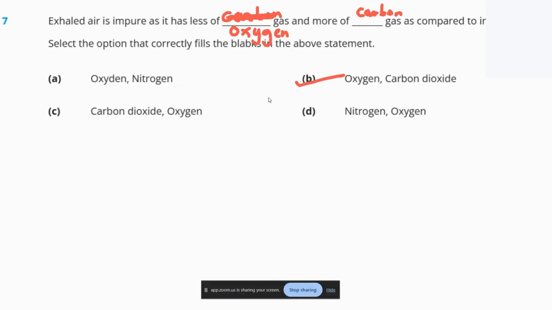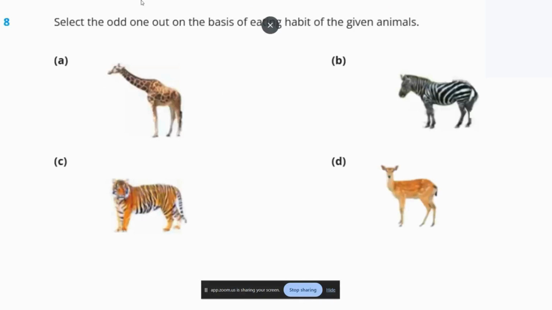Okay, next question. Question number 8. Select the odd one out on the basis of eating habits. Depending upon eating habits, we have three types of animals: herbivore, carnivore, and omnivore. So giraffe, tiger, and deer, they all are herbivores, but it's only the tiger which is the carnivore. So option number C is our right answer. It's the odd one out.